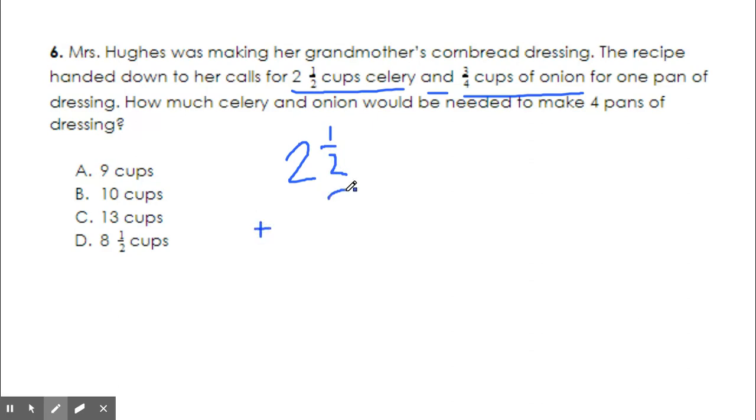Plus 3/4. To add fractions, you've got to have a common denominator. In this case, a common denominator would be 4. And whatever I do to the bottom to make that 2 become 4, I must do to the top. 2 times 2 is 4. So 1 times 2 is 2. And then I can add my numerators together. So that's 2, 3, 4, 5. So that's 5/4. But that is improper.